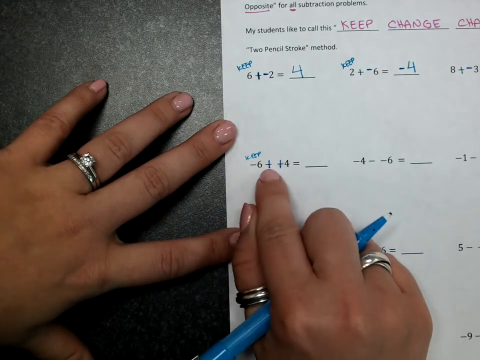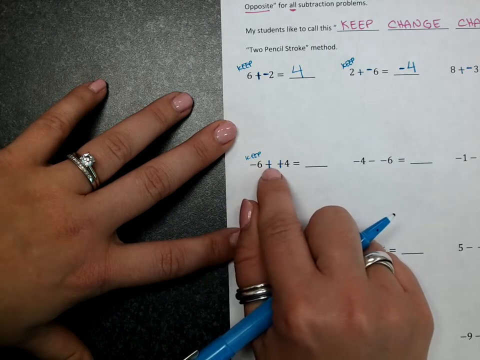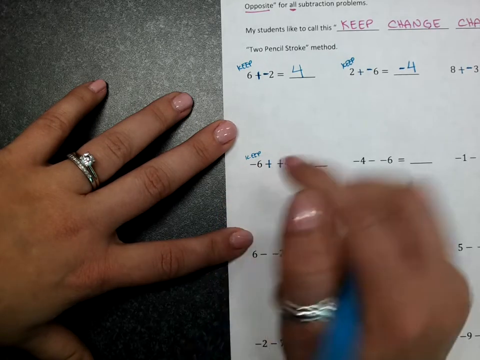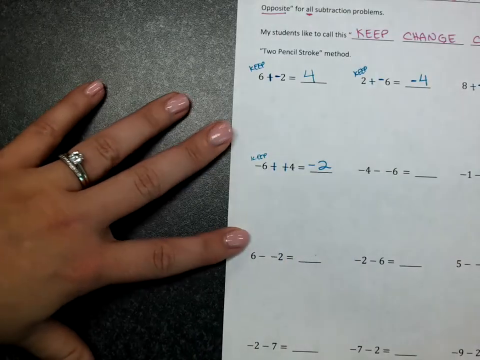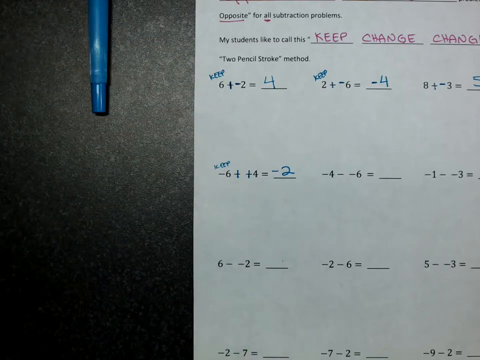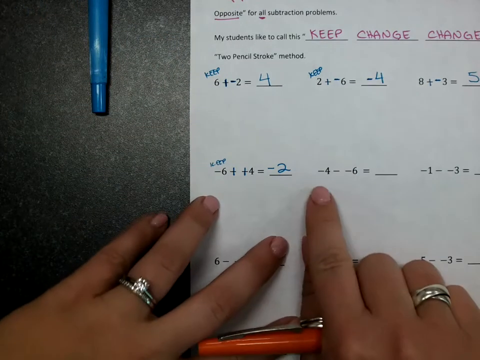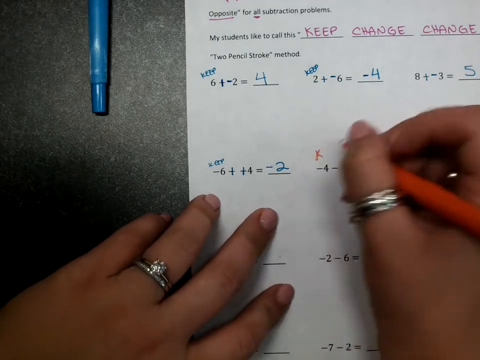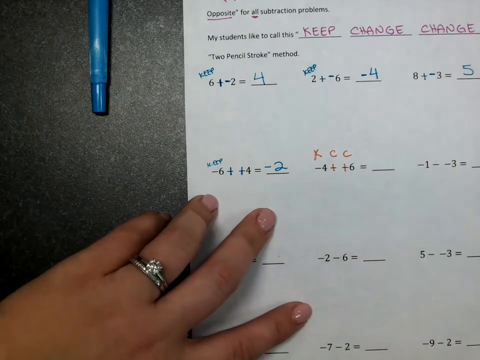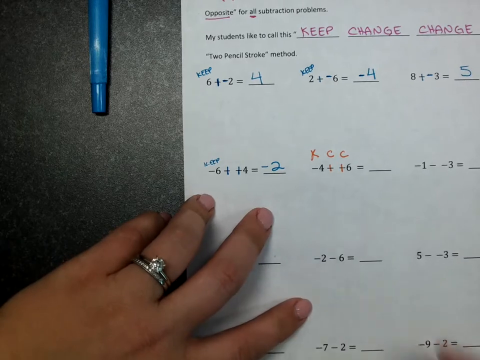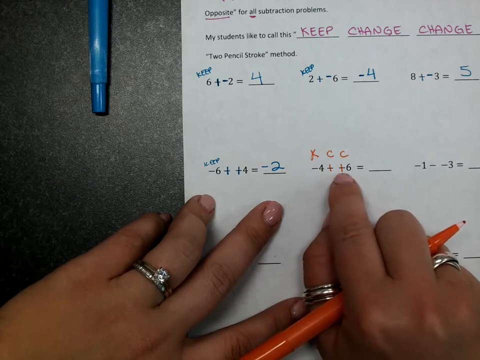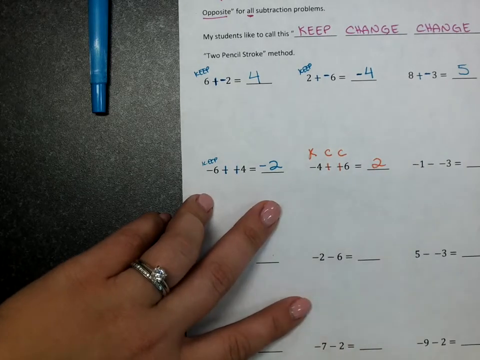So keep, change, change. -6 plus +4. So I owe someone $6 and I gain $4. I'm at -$2. So if you need a different color for this, I'm going to change to a brighter color. You really want to see the difference. Keep, so K for keep, CC, change, change. Keep, change, change. -4 plus +6. I owe someone $4 and I gain $6. So now I'm at +$2.